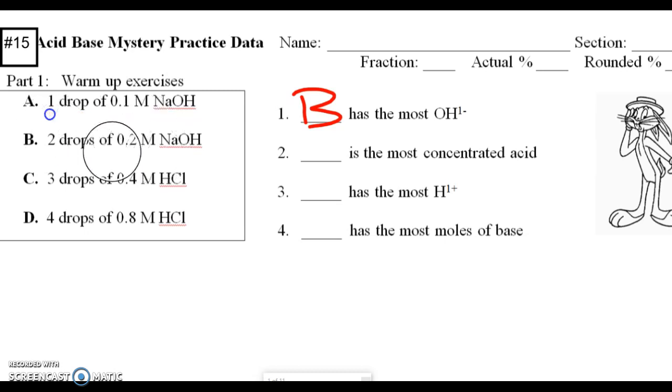For number two, blank is the most concentrated acid. Well, here we're not looking at drops at all. We are simply looking at molarities, and 0.8 is definitely a higher concentration. So the answer in this one would be D.